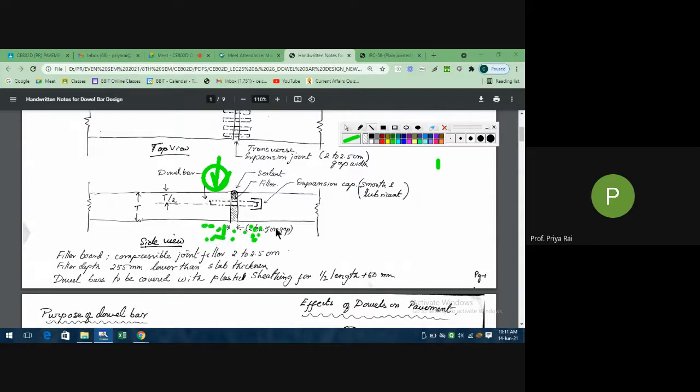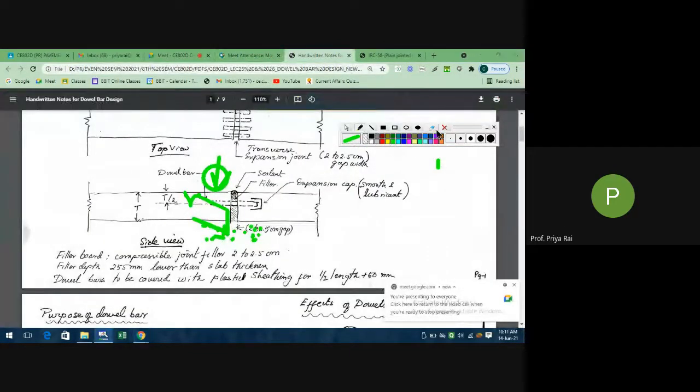Okay, then if load acts here, then failure may occur. This will deform and some cracks will develop here. So failure will occur. For this reason we need to fill as well as seal this gap with some sealant materials.